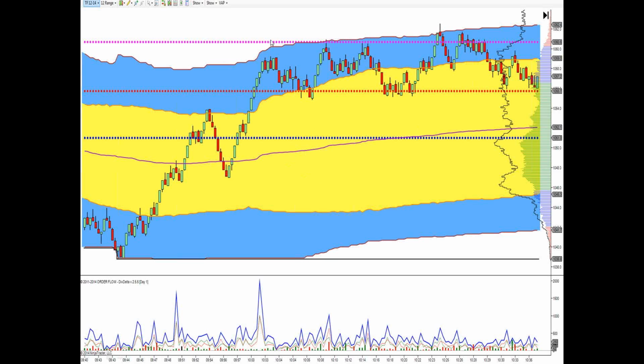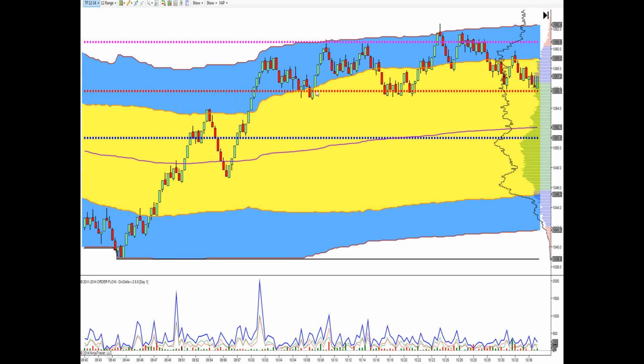This fuchsia line here is the point of control from the previous day. This is one of the value areas, this red line here, from the previous day, and this blue is a value area from the previous day. For the current day, the yellow area that you see here, this is considered the fair value. So anything in here is considered fair value, and price is typically going to find its way back in there. The upper part in the blue and the lower part in the blue, that's considered outside the fair value area.